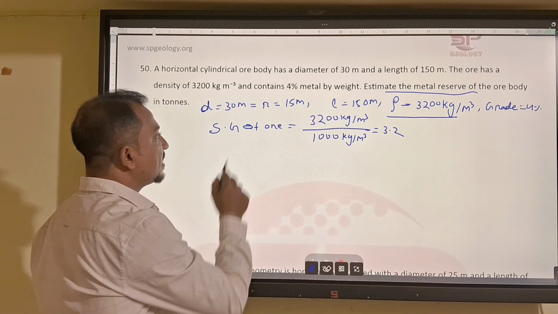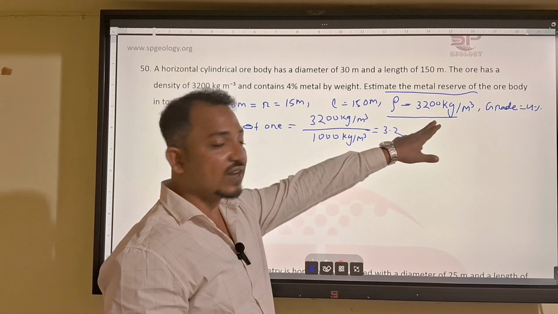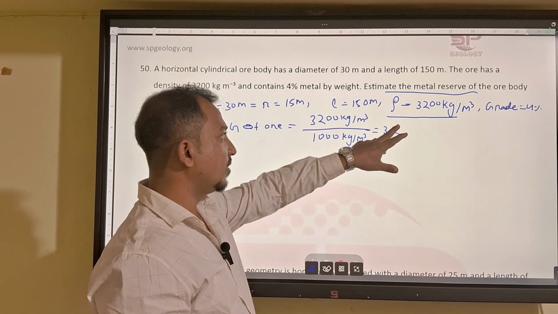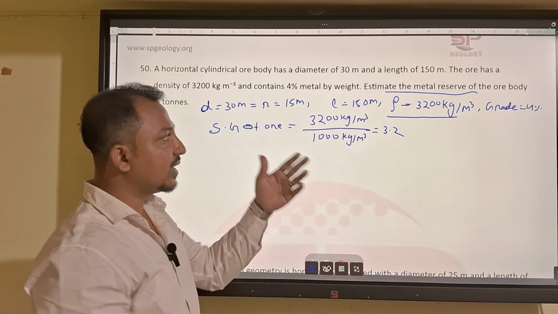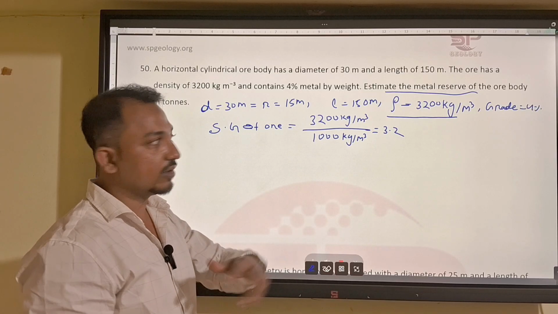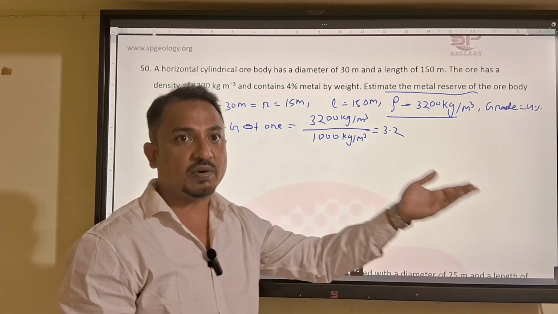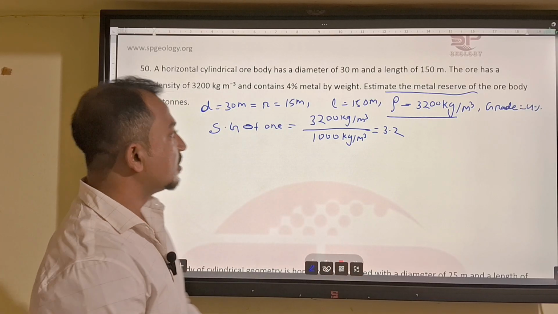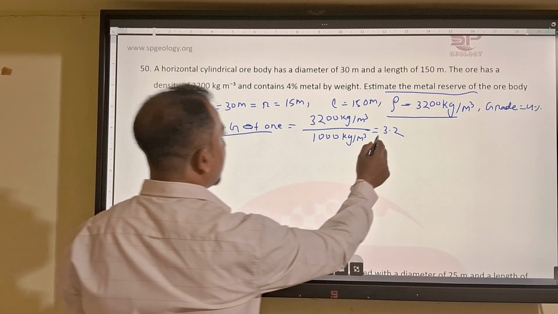Why are we calculating specific gravity? You can also solve by taking the density directly, and I'll show that. If you take specific gravity, then the answer will automatically be in ton. If you take the density in kg, the answer will be in kg, and you have to convert it into ton. So let's first take the specific gravity concept. Specific gravity is 3.2.